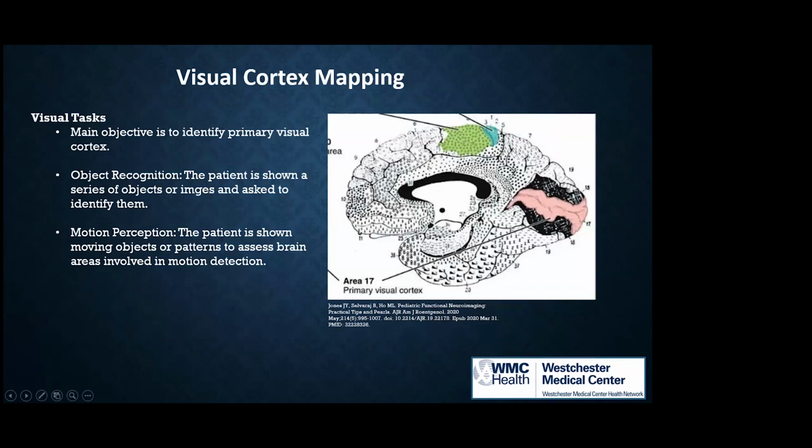And lastly, another less common task, but we may sometimes perform visual cortex mapping, where we will try to identify the primary visual cortex. We can perform object recognition: the patient is shown a series of objects or images and has to name them. Or with motion perception, we can have the patient track an image across the screen.